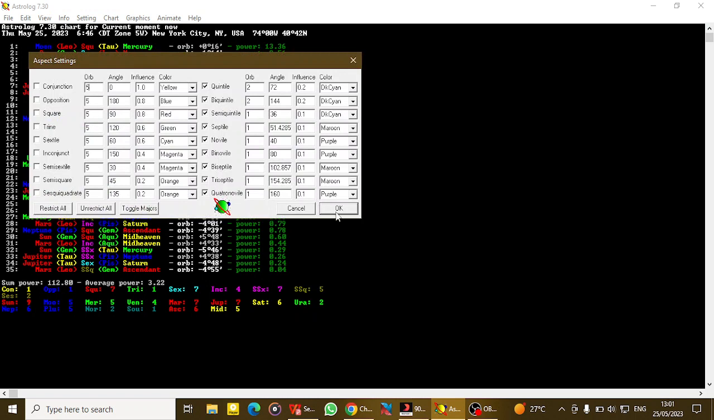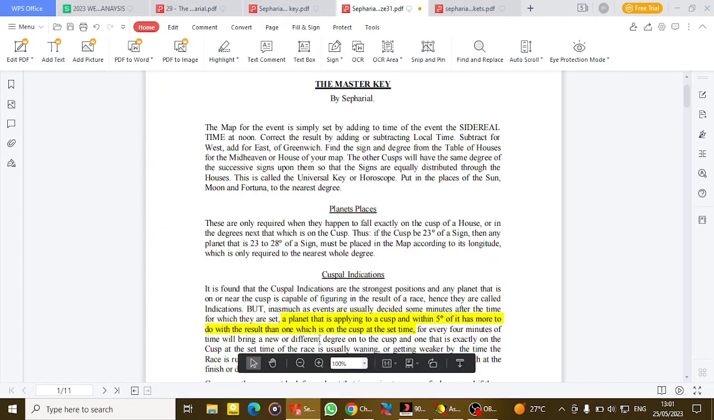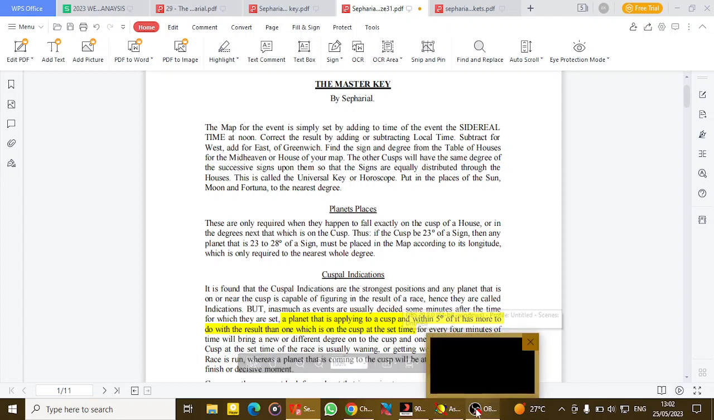That 5 degrees wasn't just dreamt up, it was in one of Sepharial's small books called the Master Key. So always remember that 5 degrees is how much allowance we give any aspect before we are able to judge which of those aspects within 5 degrees we should note as a controlling aspect on that particular day or of that particular event. So always remember that's the mark we give to caps.